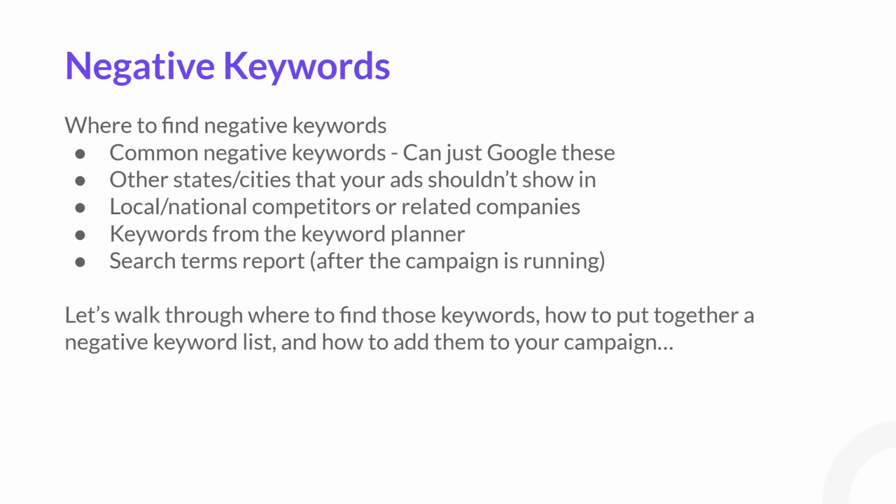And then, like I mentioned before, the search terms report, when the campaign is running, this is the most basic optimization you want to be doing on your campaign, is just going through that search terms report regularly and then adding more and more negative keywords as the campaign goes. So all that out of the way, let me walk through these one by one, show you where to find them, and then how to add them to your campaign once we get that list together.